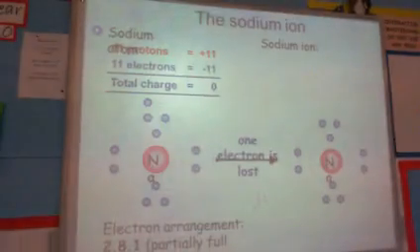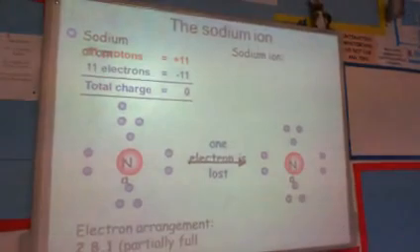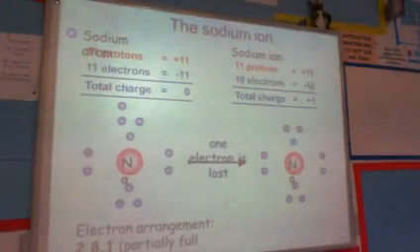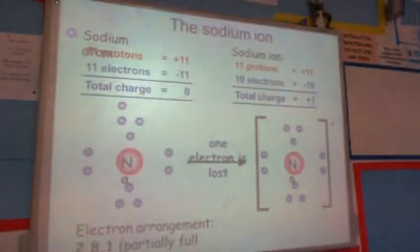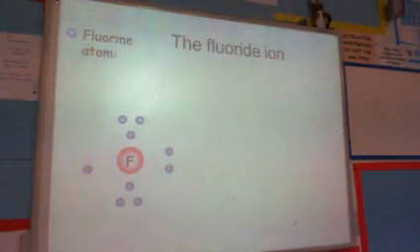from the outer shell of the sodium, so that it becomes now something which has lost an electron, so there's less of them, and so it becomes positively charged because you've got more protons. Remember, that's the change in chemistry, and you've got one less electron, so a positive charge of 1.